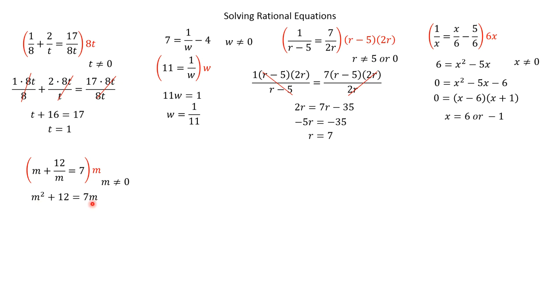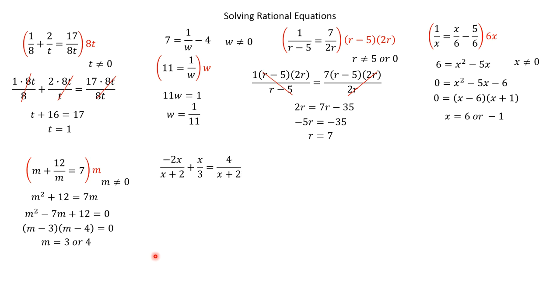It's a quadratic again, so let's get it equal to 0. So subtract the 7m over, then factor. What times what will equal 12 that'll add to equal negative 7? Negative 3 and negative 4. And so here m could equal 3 or 4. And neither of those is 0, so m equals 3 or 4 is our solution.